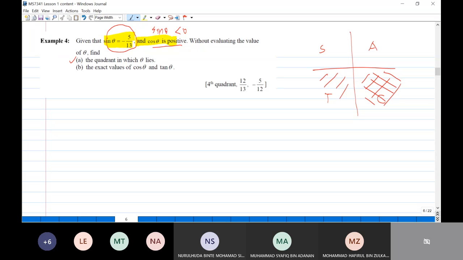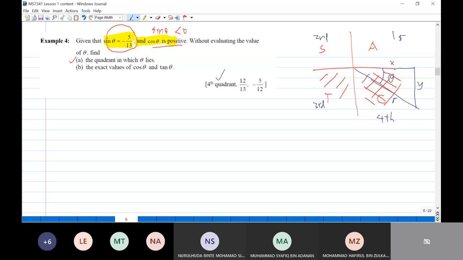If you want to draw it, this is how it looks. The angle theta, with Y and X and R. So theta will look like this. It's in the fourth quadrant, as I mentioned, because this is first, second, third, and fourth. So the angle is in the fourth quadrant, as I say in the solution answer there.